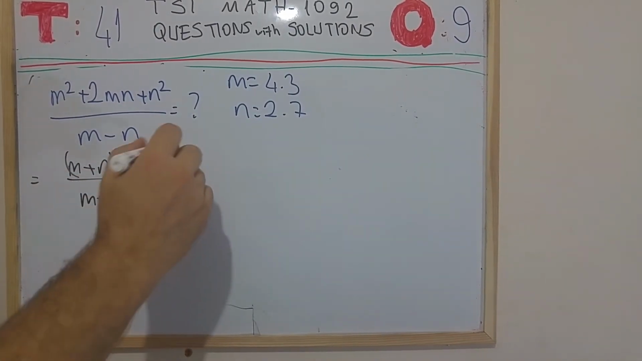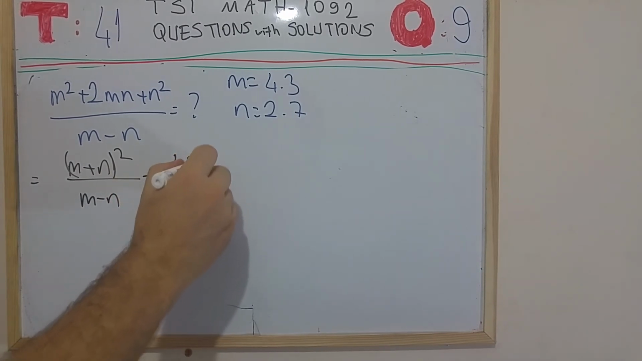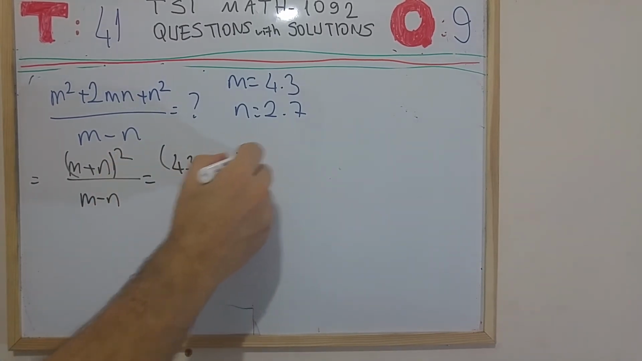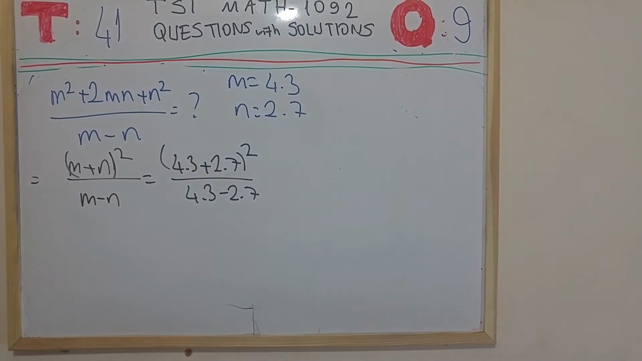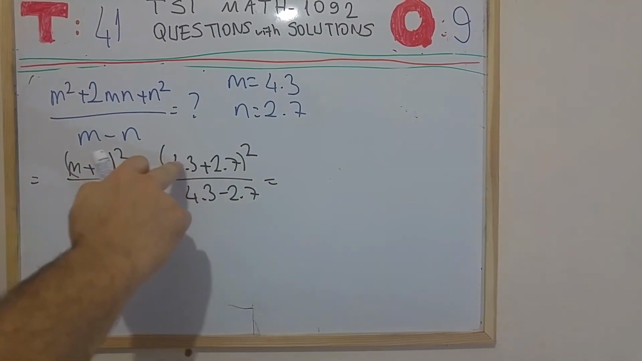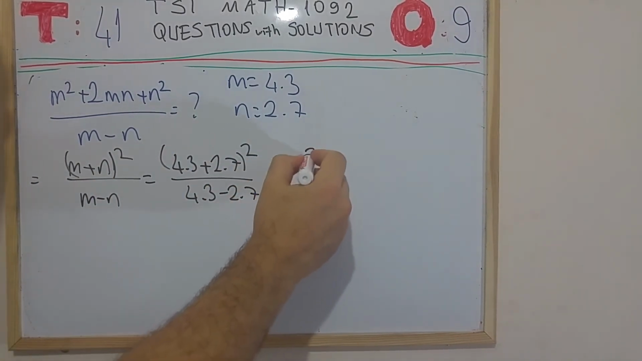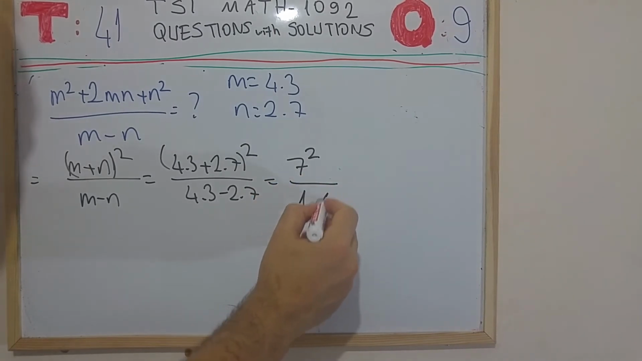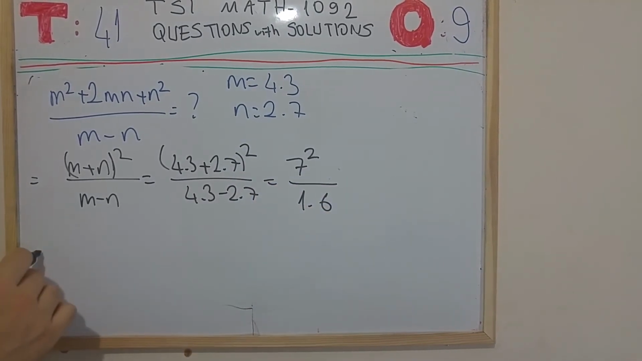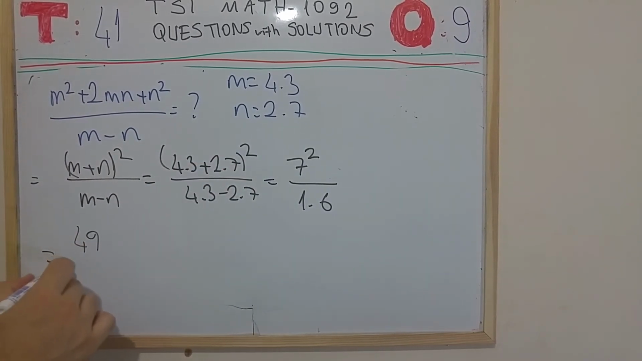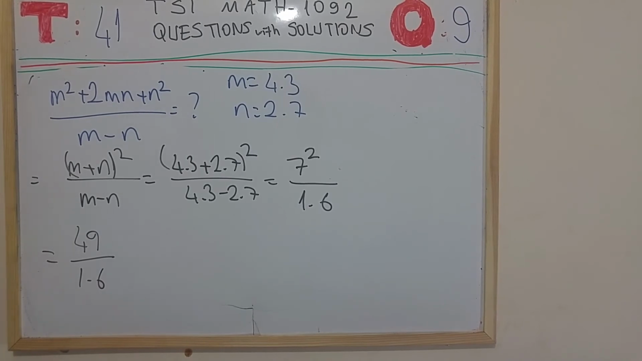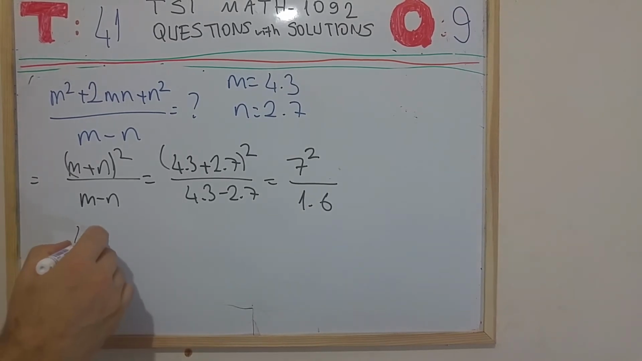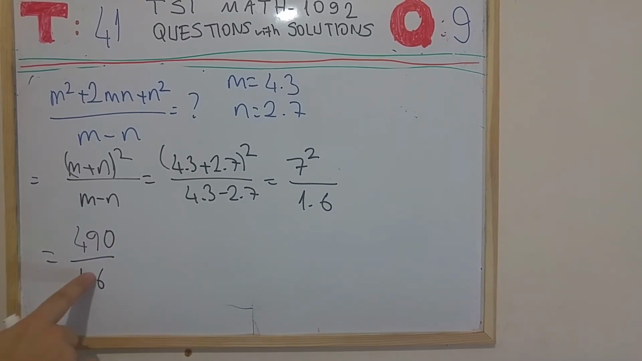Let's do it now. Now what we have is 4.3 plus 2.7 squared over 4.3 minus 2.7, which is actually what we have here. Here is 7, so what we have is 7 squared over 1.6, which is actually 49 over 1.6. Since we cannot have any decimals in the numerator, we have to multiply each side by 10. This is going to be 490, and this is going to be 16. That's it.